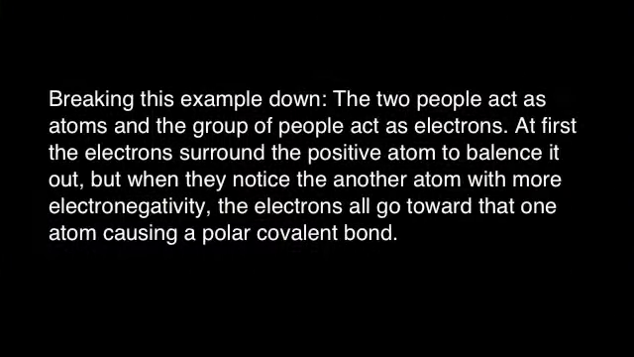To break down this example, the two people act as atoms and the group of people act as electrons. At first, the electrons surround the positive atom to balance it out, but when they notice the other atom with more electronegativity, the electrons will all go toward that one atom, causing a polar covalent bond.